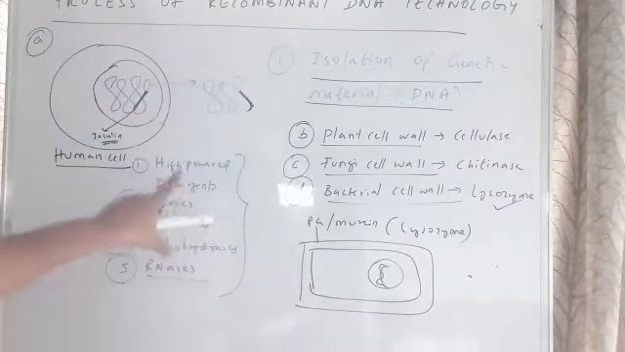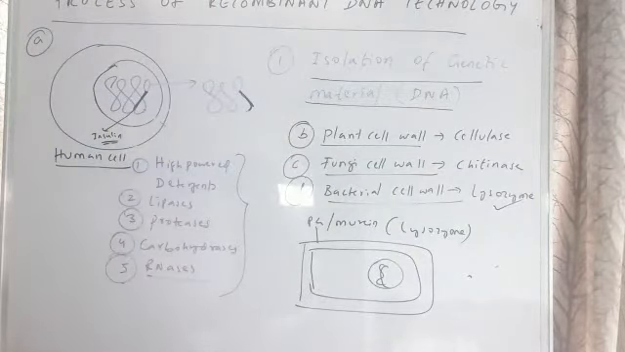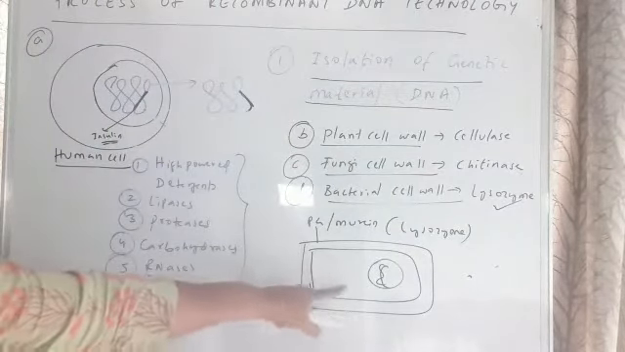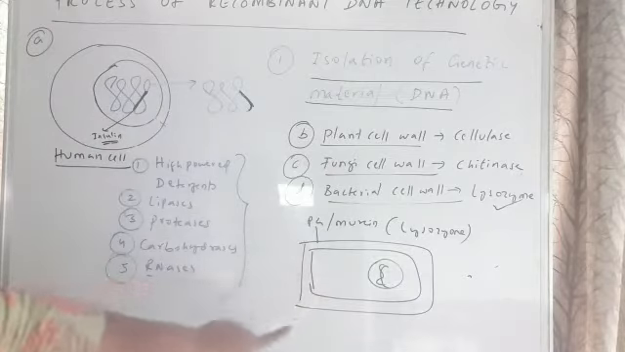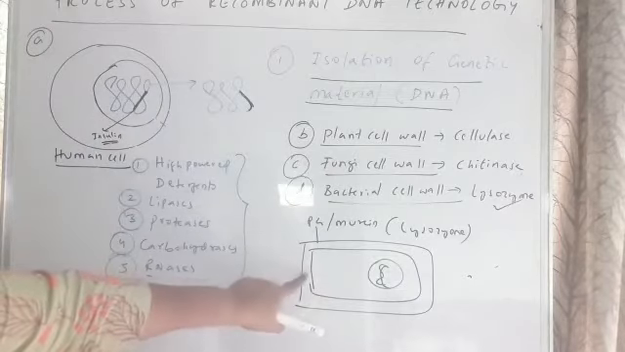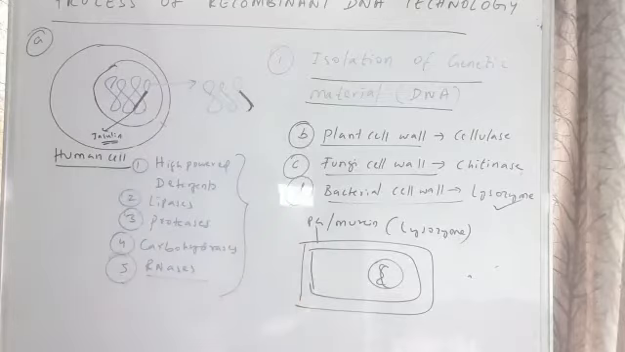And along with the lysozyme, the remaining material is the same. High powered detergents, lipases, proteases. But one extra enzyme which we are using to break the bacterial cell wall is lysozyme.